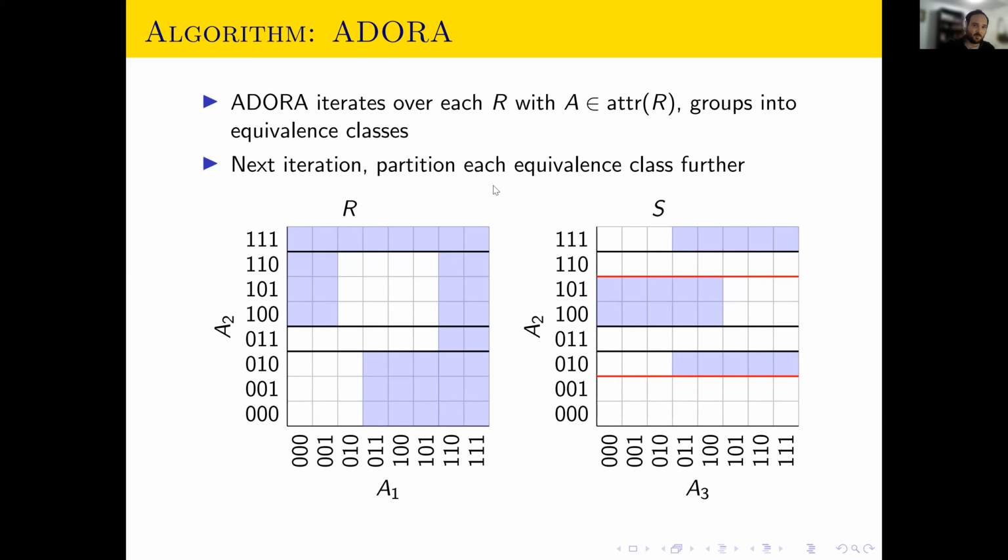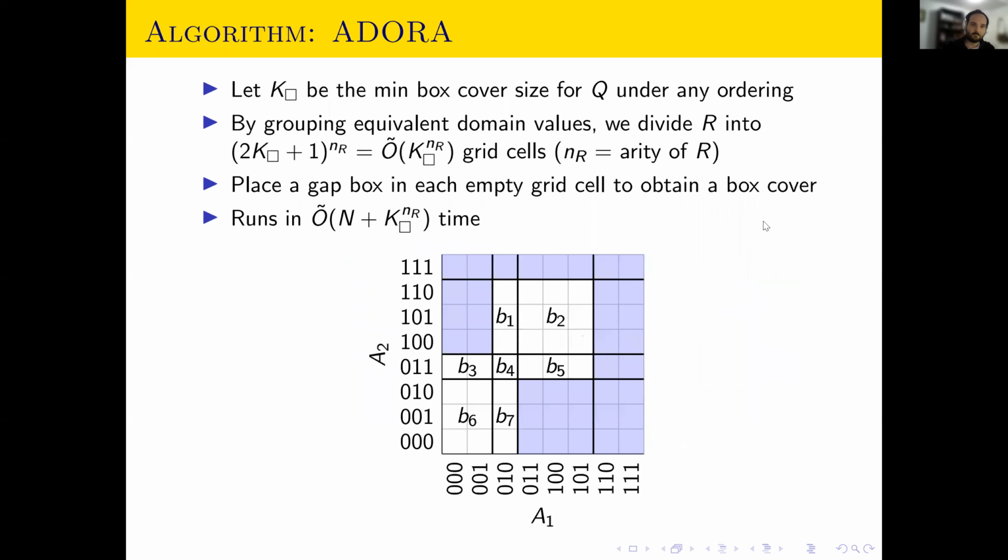In the next iteration, we partition each equivalence class further. The relation S also has the attribute A2, so each partition gets subpartitioned with these red lines into subpartitions that are equivalent in both R and S. The end result is partitions that are equivalent in the entire query. So by grouping equivalent domain values, we've essentially divided each relation R into a certain number of grid cells.